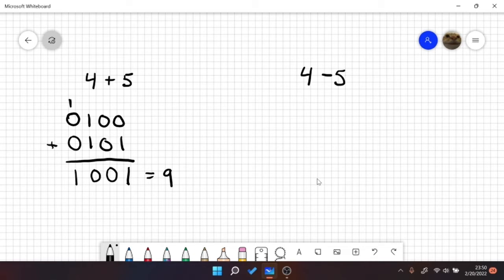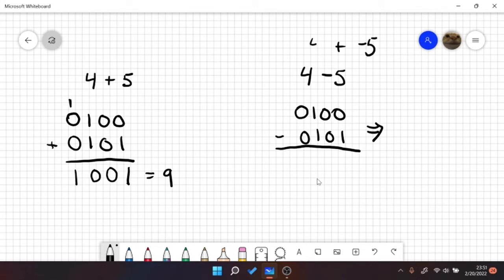So now we have 4 minus 5, so we're going to set this problem up again. And we're going to subtract this time. But in binary, we can't just simply subtract like this. So what we have to do is use 2's complement. And we're going to convert this negative 5 into a plus negative 5, like this.